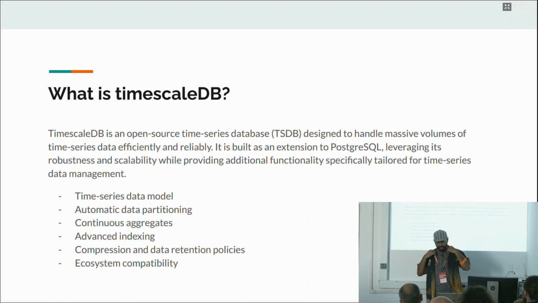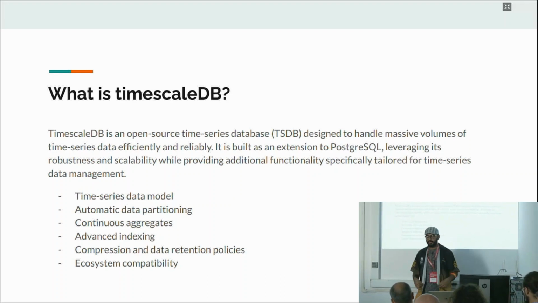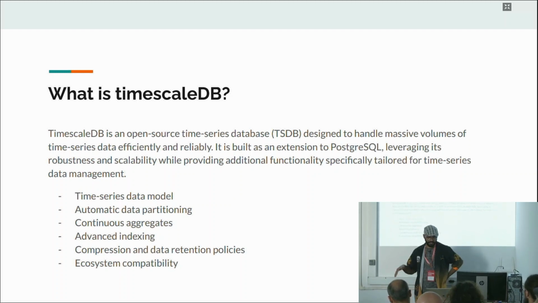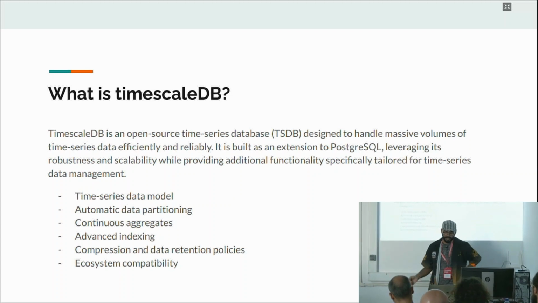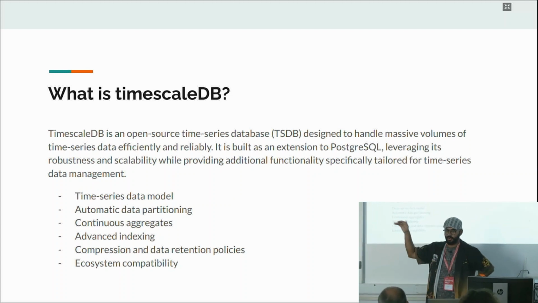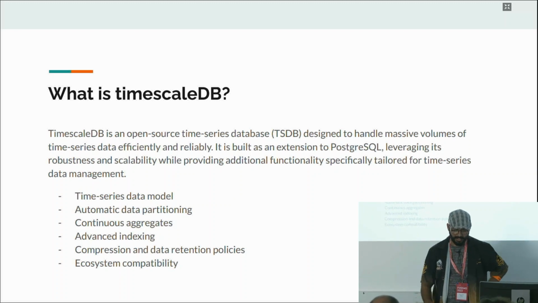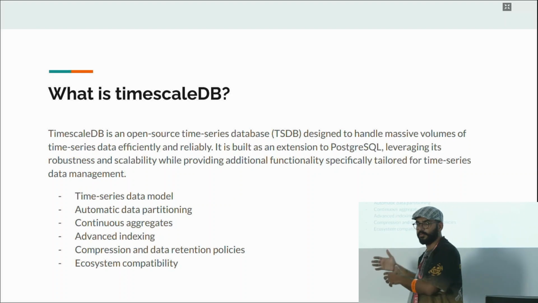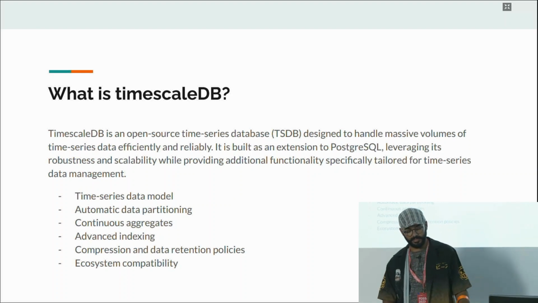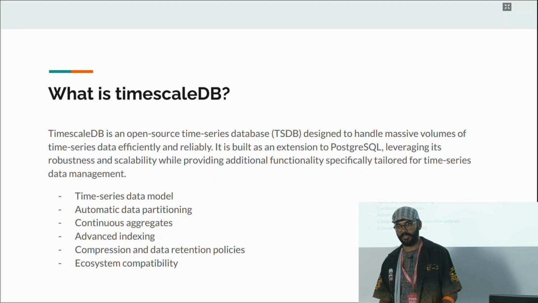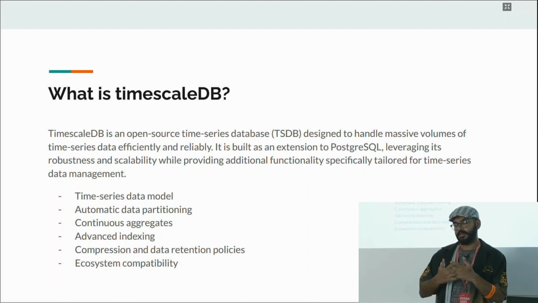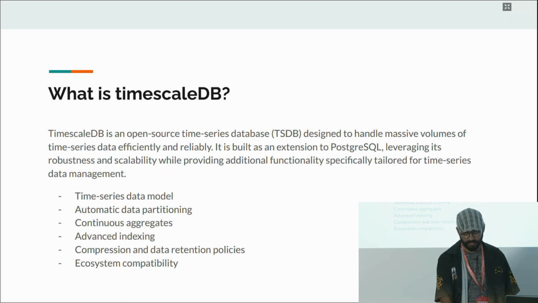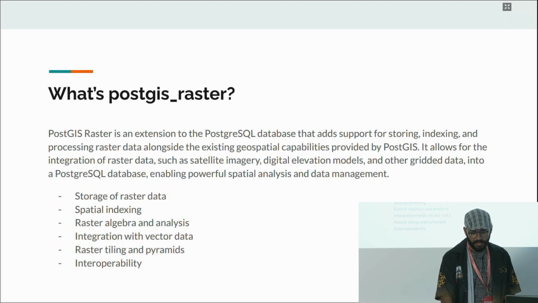Automatic data partitioning, we'll see that. Continuous aggregates, amazing stuff. We'll see how that works. Advanced indexing based on the time series columns. Compression and data retention policies on your data based on time, and ecosystem compatibility. This already comes with Postgres, so you have all the power of Postgres, plus you have this way of handling time series data. Postgres is great with relational data and with a general amount of data, so time series adds on top of it.